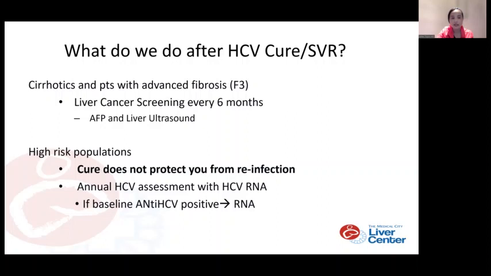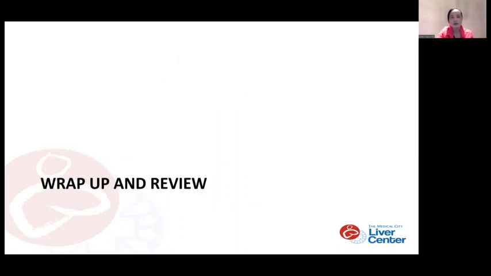And the important thing is we know that we're dealing with high-risk populations with continued exposure. So it's important to know that cure does not protect you from reinfection. So anti-HCV is not a protective antibody. And this is why we need annual hepatitis C assessment with HCV RNA to document reinfection. So for the next few slides, we'll just wrap up and review and get, hopefully, a better grasp of the discussion by going through some cases.